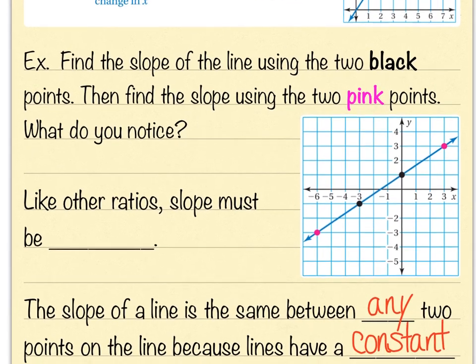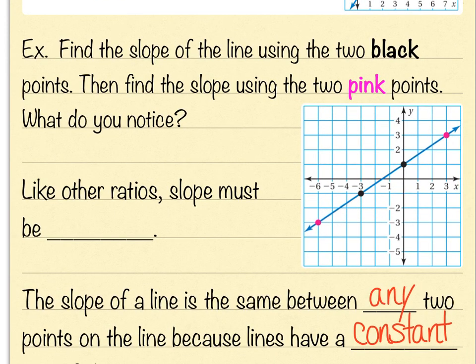If we look at this next problem, it says find the slope of a line using the 2 black points and then find the slope using the 2 pink points. What do you notice? If I look at the 2 black points first and count my rise, it doesn't matter which point I start at, I'm just going to start at the one on the left here. My rise is 1, 2. Since I'm going up, that's a positive direction, so positive 2. And then my run is 1, 2, 3, which going to the right is also a positive direction. I say that because going to the right is the positive side of the number line, whereas going to the left would be the negative side. So if I put my rise over my run, I get the fraction 2/3.